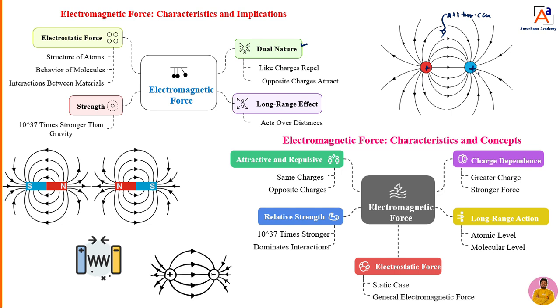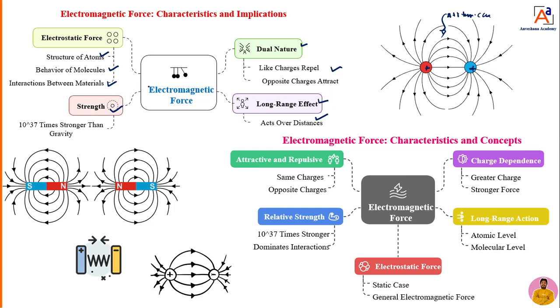Assume that if it is positive and positive, then they are going to repel each other. That force we call a repulsive force. Attractive force and repulsive force together are nothing but the electromagnetic force, which we get when there are two charges. The repulsive or attractive force depends upon the structure of atoms, behavior of molecules, and interaction between materials. It has a long range effect, acts over a distance, and it is a stronger force.